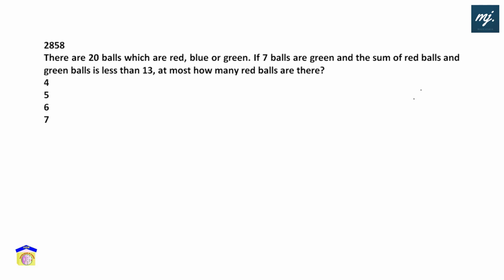Again, a surface mathematical reasoning based question. There are 20 balls which are red, blue or green. These three are 20. If 7 balls are green, this is for certain, and the sum of red balls and green balls, that is R plus 7, is less than 13. That means R is less than 6, and since these are balls, these numbers should be a whole number.